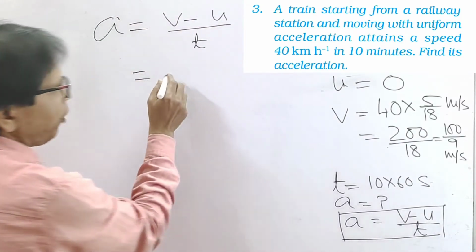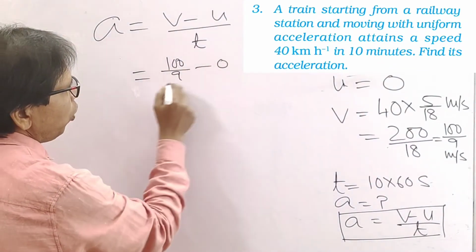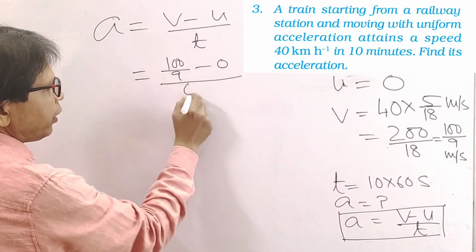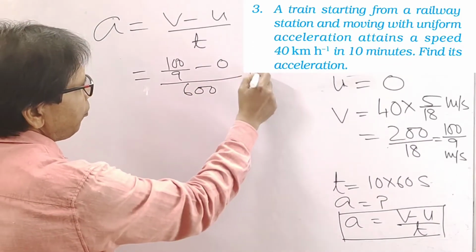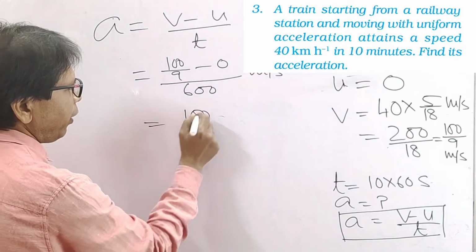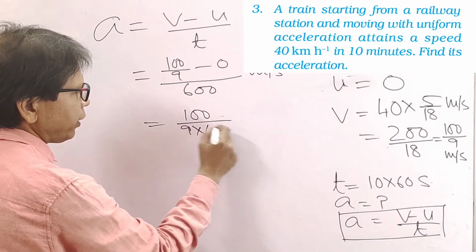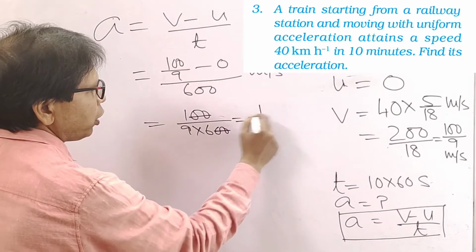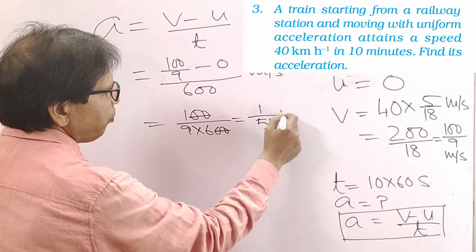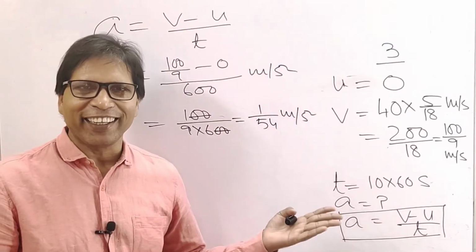Look at this, here v is 100 by 9 minus 0, whole divided by 600. This is meter per second square. So this is 100 divided by 9 into 600, this and this cancel out. So this is 1 by 54 meter per second square, the acceleration of the train.